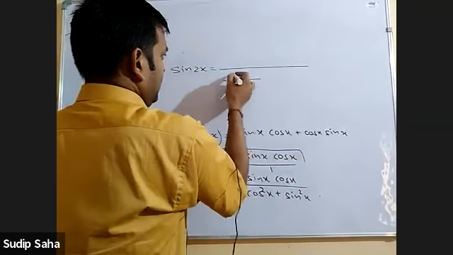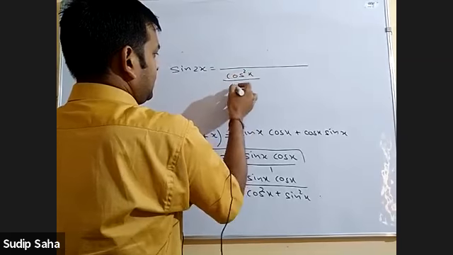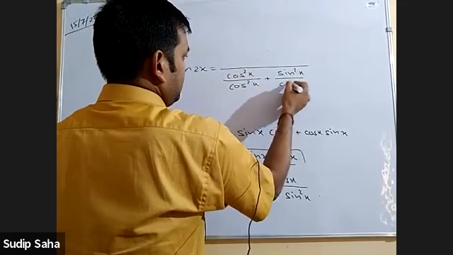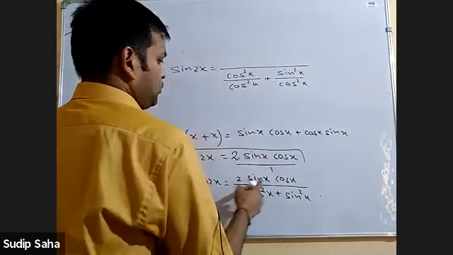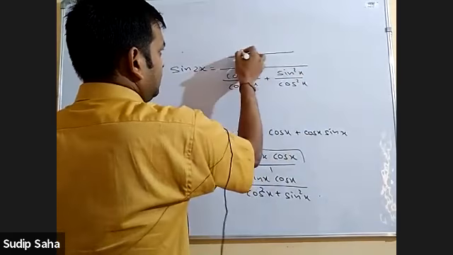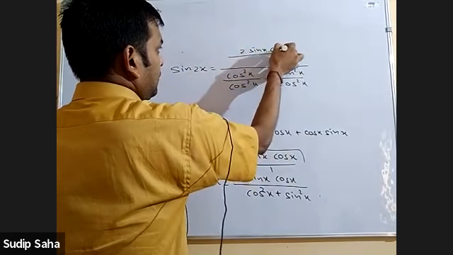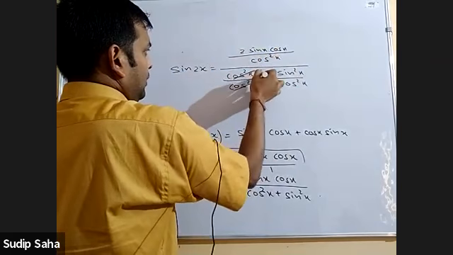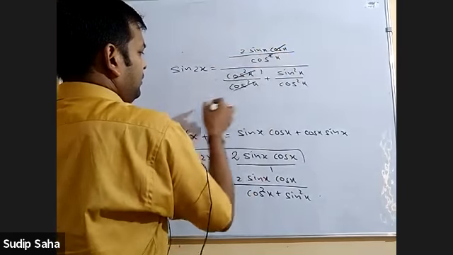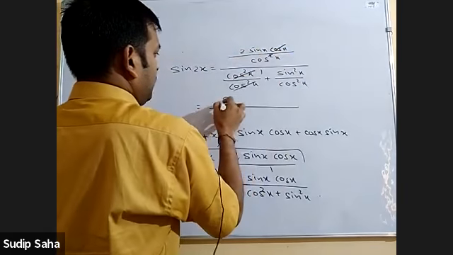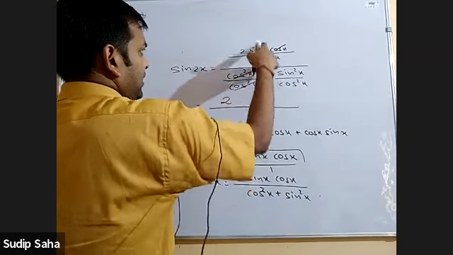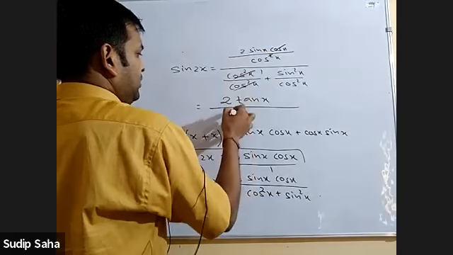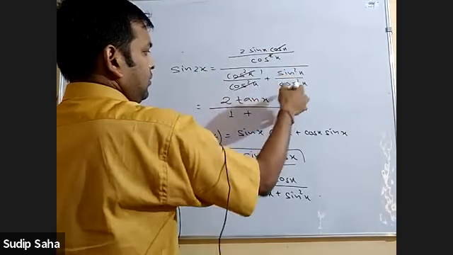So this is cos square x by cos square x plus sine square x by cos square x, and this is 2 sine x cos x divided by cos square x. One cos cancels. So twice here sine by 1 cos, there sine x by cos x, tan x, cos square cancels, 1. Sine square by cos square is what?